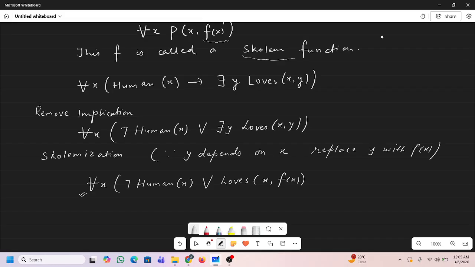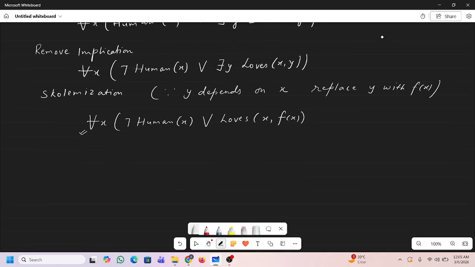Now we can drop this also, because in CNF form it is true for all the values of x. It is by default true for all the values of x. So we can drop the for all symbol, and hence what we get is human x, loves x comma f of x. Now this is ready for resolution to be applied.